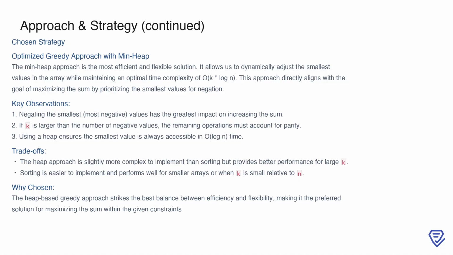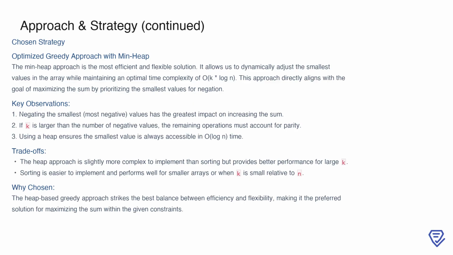The chosen strategy for this problem is the optimized greedy approach using a min heap. This method offers the best balance between efficiency and flexibility, with an overall time complexity of O(k * log n) after the initial heap construction. By prioritizing the smallest values for negation, the min heap approach effectively maximizes the sum while dynamically adapting to the remaining operations. Key observations further justify this choice.